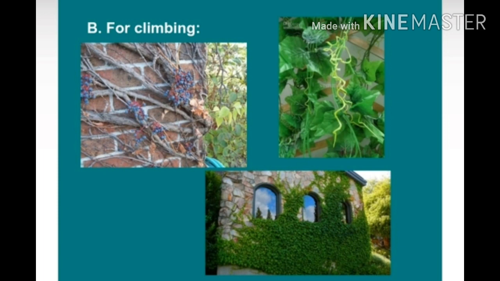Stems of some plants such as grapevine and passion flower are modified as stem tendrils to give support to the plants. These tendrils help plants having weak stems by coiling around them, and thus weak stems get support and climb up. You can see from the pictures also.